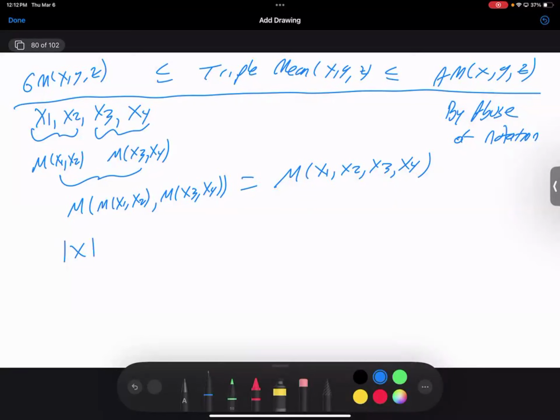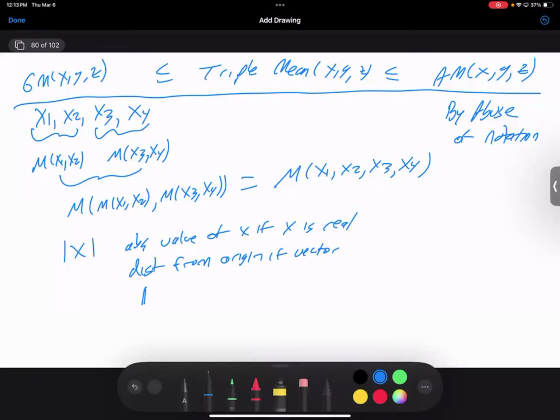If x is a real number, this is the absolute value of x. What if x is a vector? How far is it from the origin? So it's the distance from the origin if it's a vector.